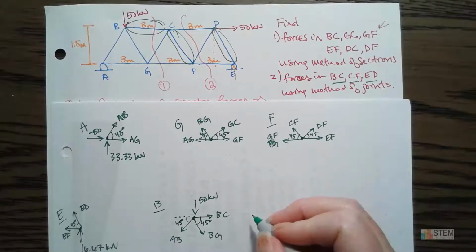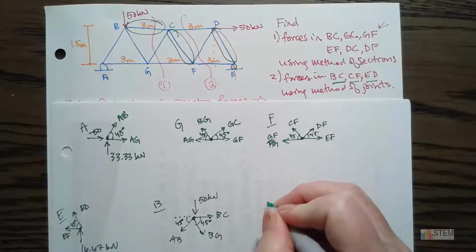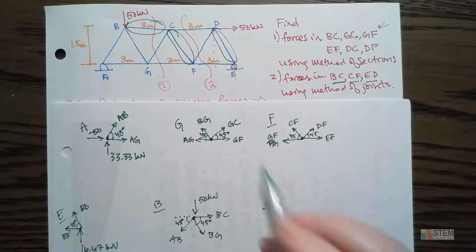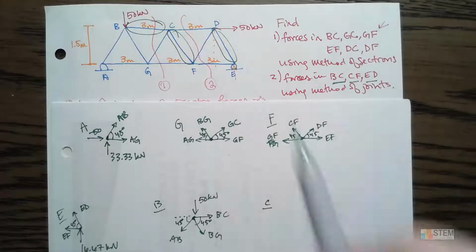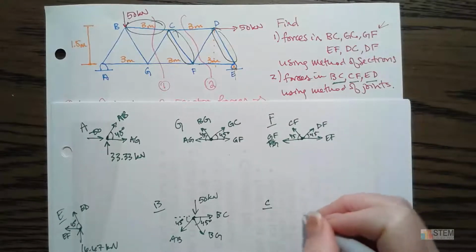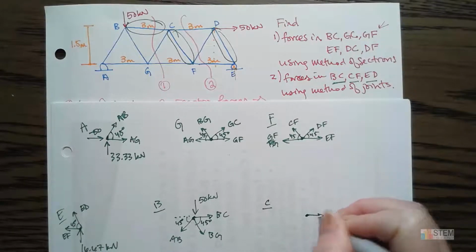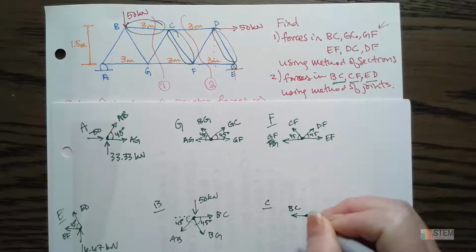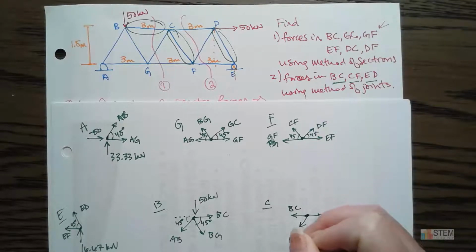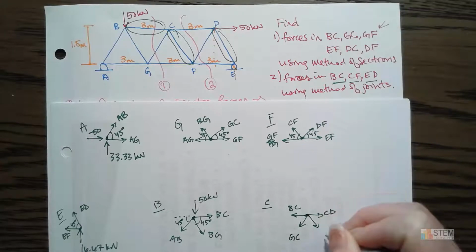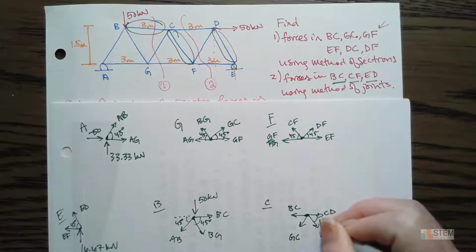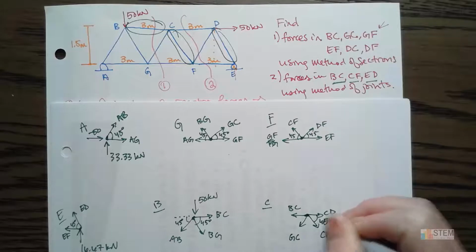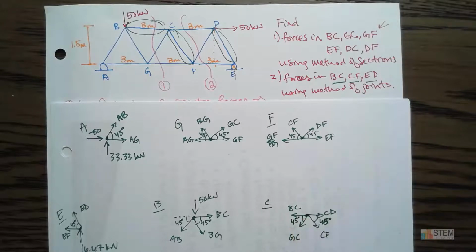And then let's do C and then D. Okay, so C, we've got these four members. All right, so we got CD, BC, GC, and then we've got CF here with the 45s for the angles.